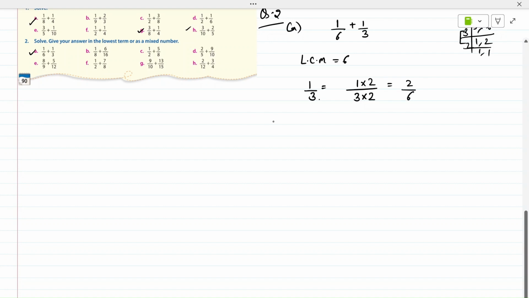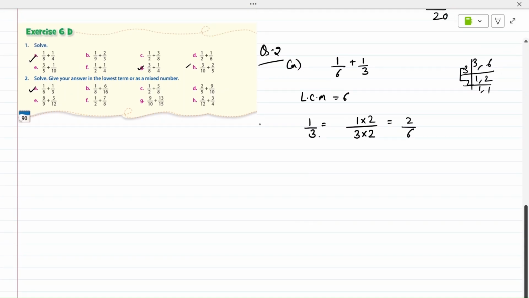So we have these two fractions now as like fractions. They are 1 by 6 and 2 by 6. When we add them, we will get 3 by 6 as the sum. Okay, so now we are done with the sum.